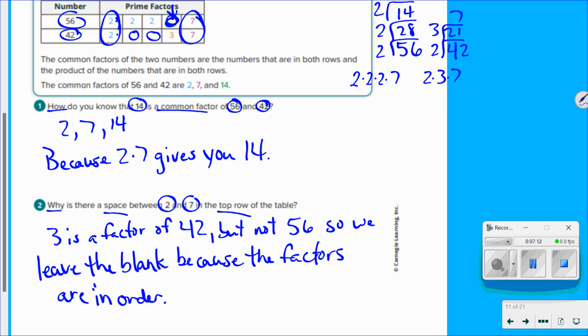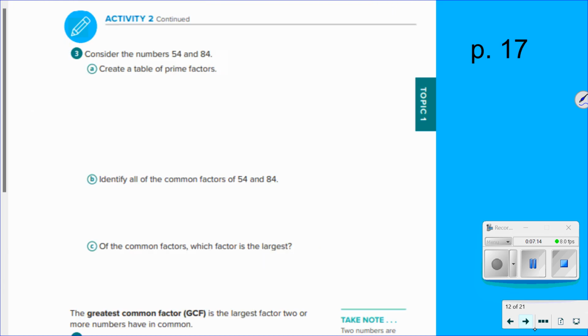Okay, let's go ahead and turn to the next page. We're on page 17. Okay, now we're going to change numbers. We're going to try this again using a different set of numbers. So consider the numbers 54 and 84. Create a table of prime factors. So that's what we need to do. So to create the table, we need to know what the prime factors are.